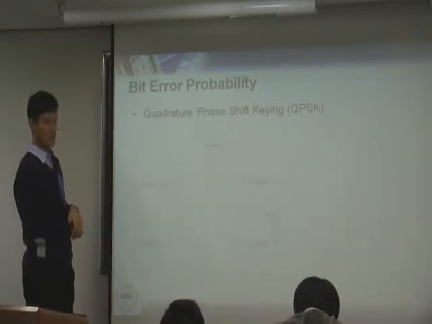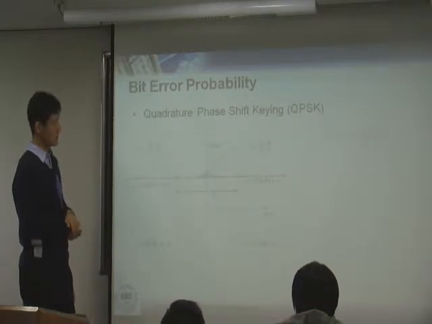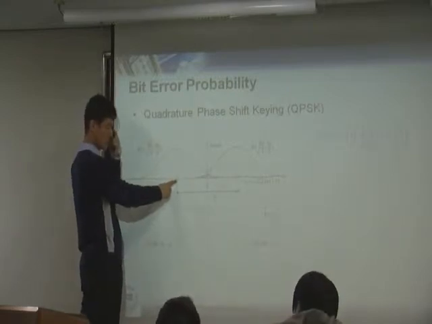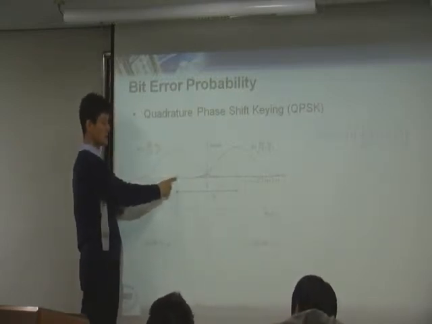What we are interested in now is to look at the bit error rate of the QPSK scenario. First of all, let's assume that we are transmitting this point. Maybe 0, 0. We transmit this point.